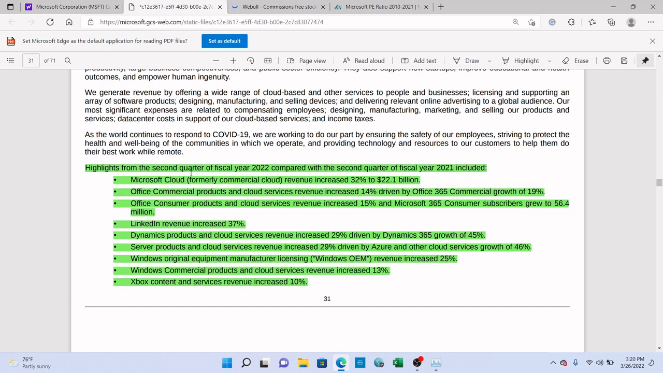So now when they're saying Microsoft Cloud revenue increased 32%, well, that's a lot because their cloud is actually a large percent of their revenue. So this is like the information that you want to zoom in on. So their cloud is what's making them a lot of money, not their LinkedIn revenue. So that's most of what I wanted to talk about for the 10Q.